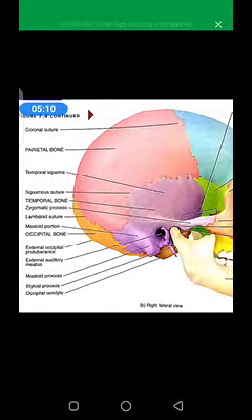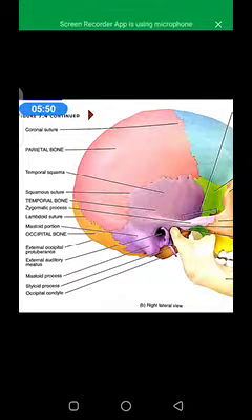On the parietal bone, there is the temporal squama, formed by the temporal bone. Then there is the squamous suture at the side, the zygomatic process of the temporal bone, the lambdoid suture, and the mastoid portion of the occipital bone. Now you can see the external occipital protuberance at the back.